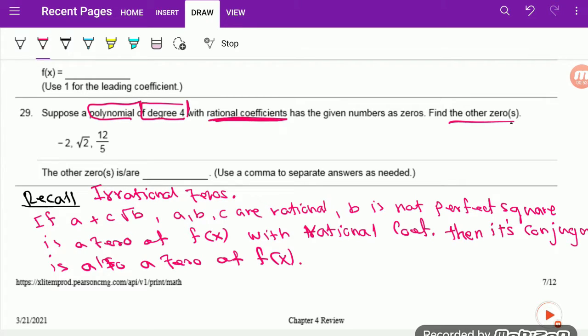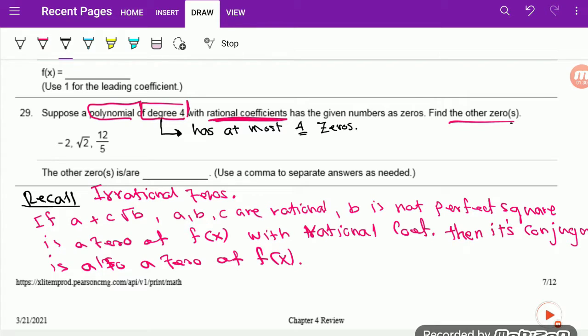The first and most important idea is that this polynomial has a degree of 4. So we know immediately that this polynomial has at most 4 zeros. And we are given 3, so we might have another one, the fourth one.